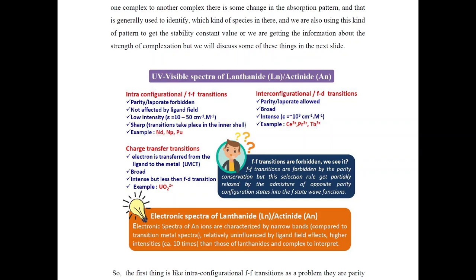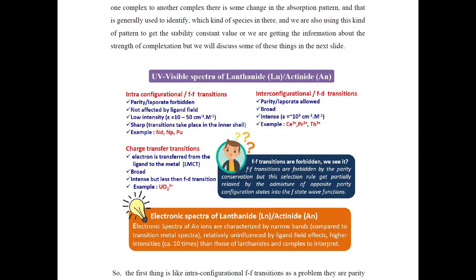For interconfigurational f-d transitions, they are parity allowed. They are broad and intense, generally thousands of centimeter inverse molar inverse. Examples are cerium 3 plus, Pr 3 plus, and Tb 3 plus. In charge transfer transitions, an electron is transferred from the ligand to the metal, which is LMCT. It is broad and intense, but less so than f-d transitions. An example is UO2 plus.